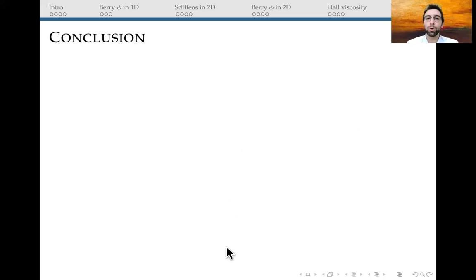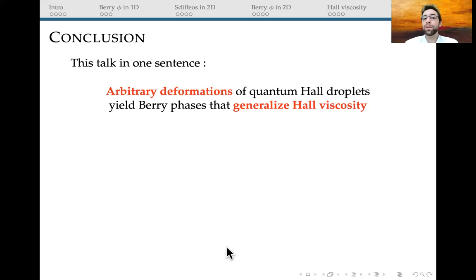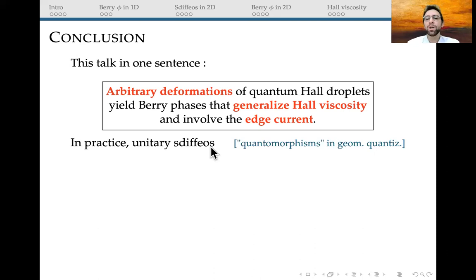To conclude, I'm going to do two things: summarize the talk and mention follow-ups. So the summary is the following. I argued that arbitrary area-preserving deformations of Hall droplets give rise to certain Berry phases. And I argued that these Berry phases actually generalize Hall viscosity in a way that crucially involves the current of edge modes. Specifically, I did this by using certain unitary diffeos.